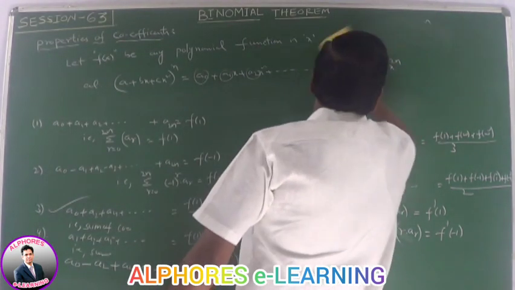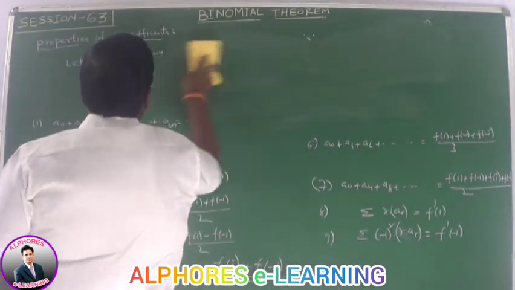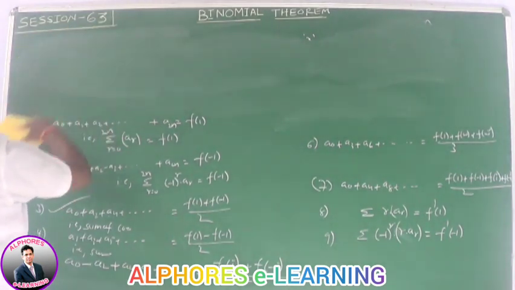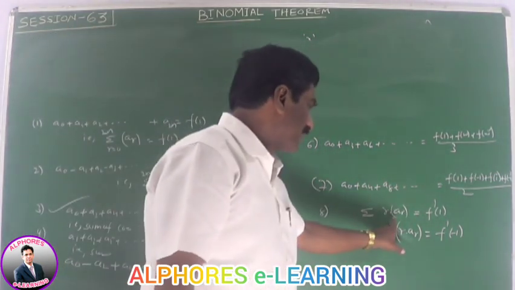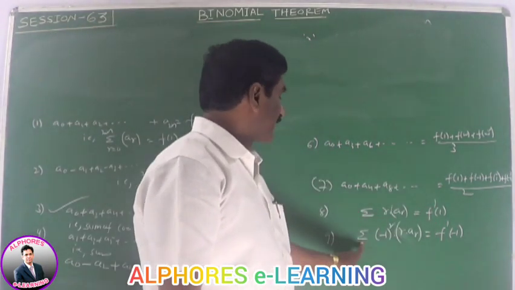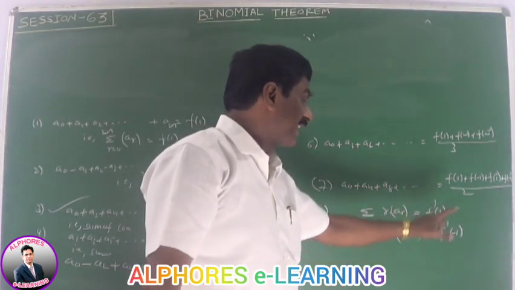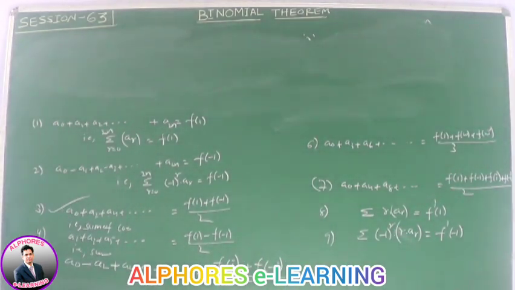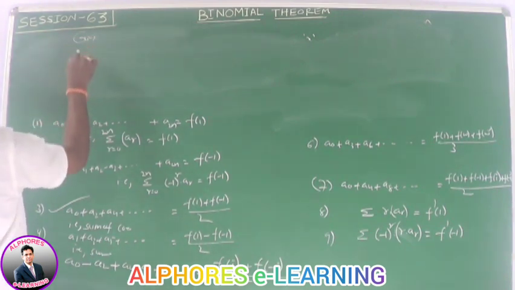Next, eighth one. Sigma r into ar is equal to f dash 1. Ninth one. Sigma minus 1 whole power r into r into ar is equal to f dash minus 1. From the given, what is the value?